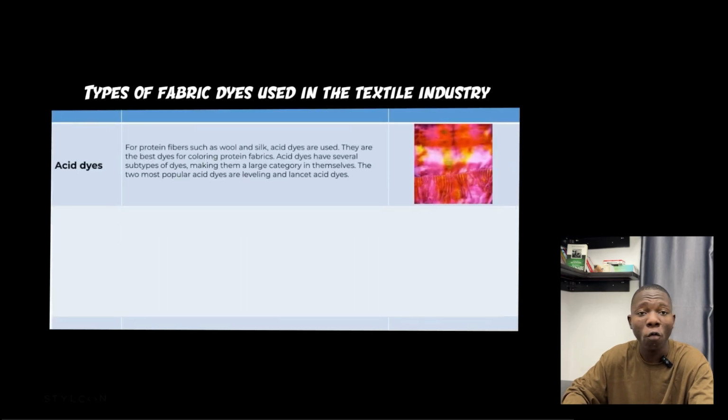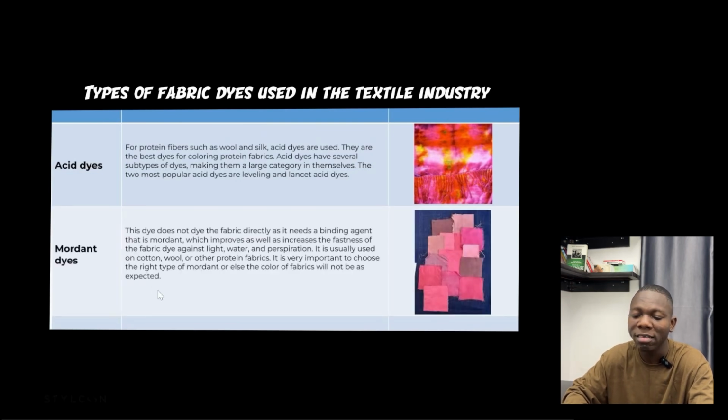Acid dyes. For protein fibers such as wool and silk, acid dyes are used. They are the best dyes for coloring protein fabrics. Acid dyes have several subtypes, making them a large category in themselves. The most popular types of acid dyes are leveling and milling acid dyes.